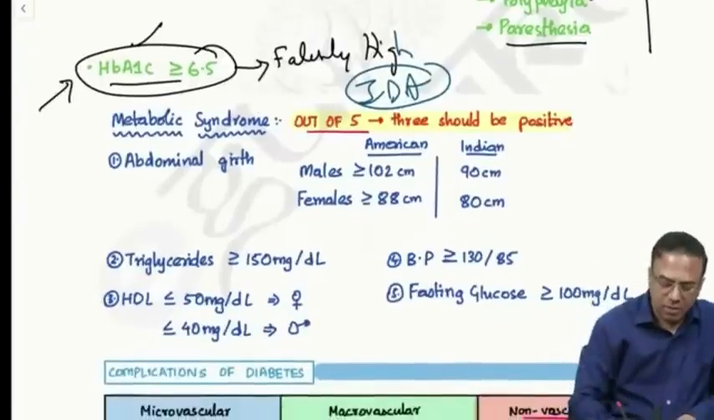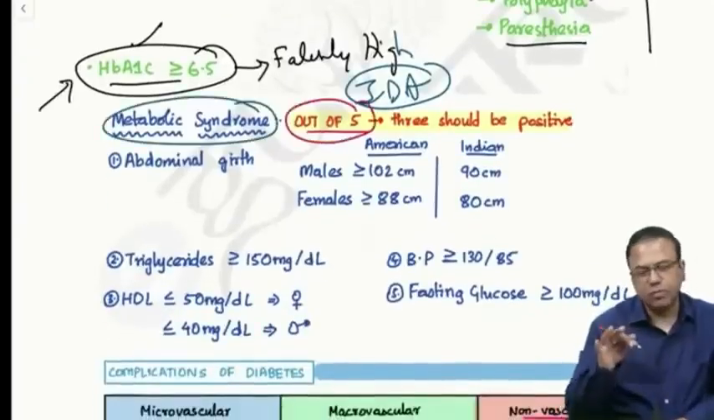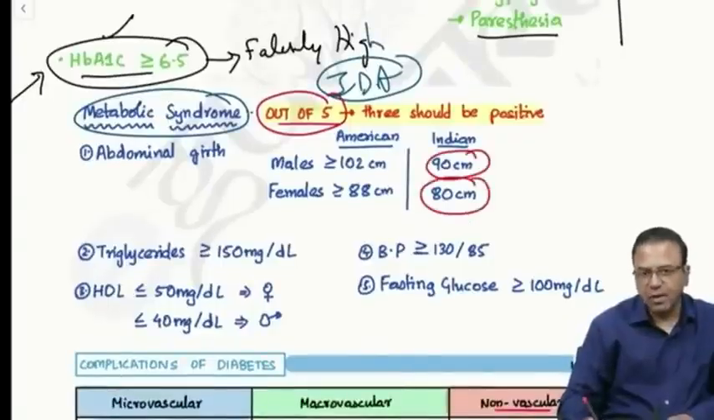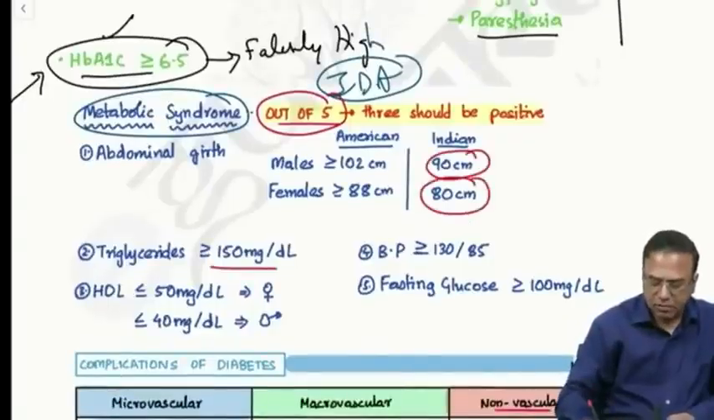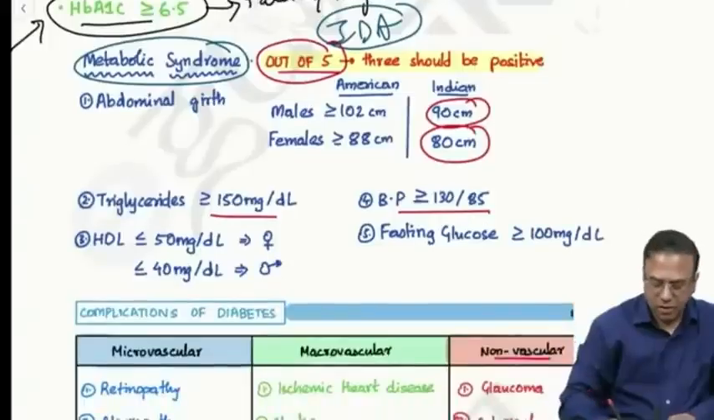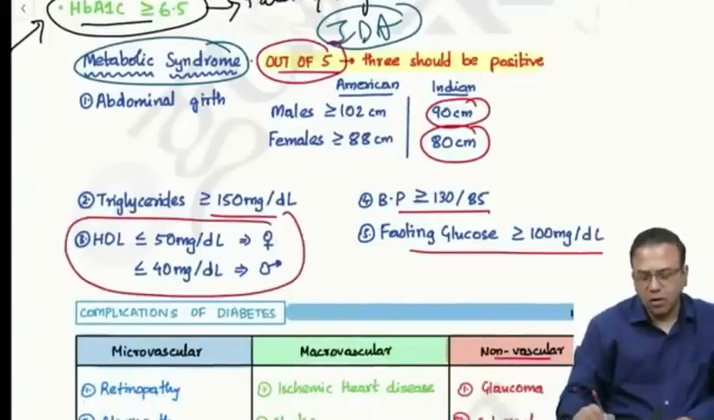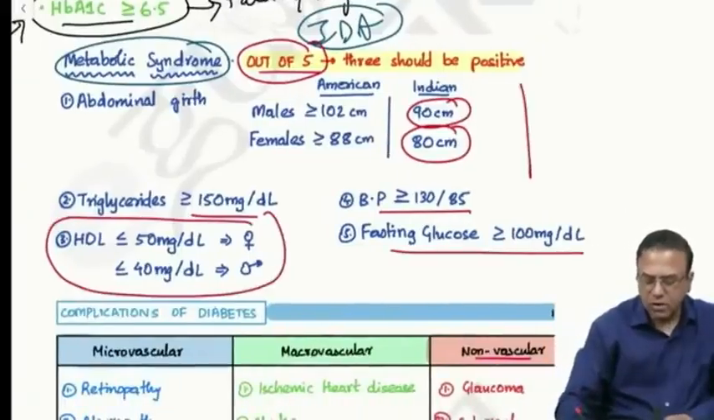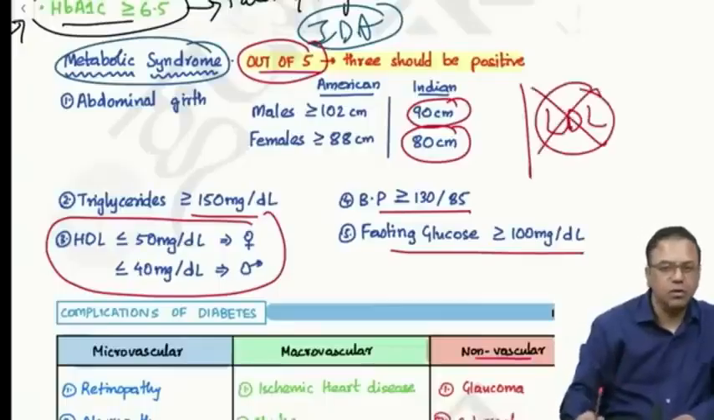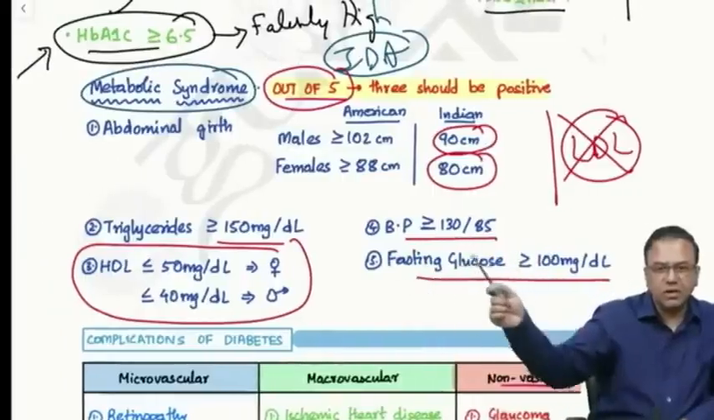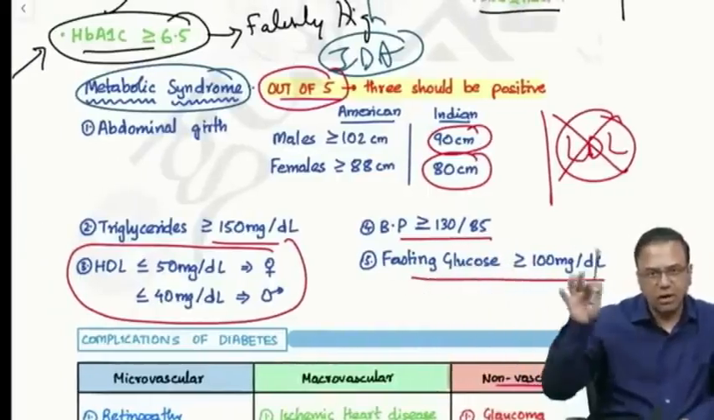Now they are asking about metabolic syndrome. In this metabolic syndrome, out of the 5, 3 should be positive. Abdominal girth of more than 90 in males and 80 in females, triglycerides more than 150, BP more than 130/85, HDL should be low, and fasting glucose should be high. Now the main question they are asking is, what is not there? LDL is not there. Okay, LDL is not there in metabolic syndrome. That's the most repeated question. So abdominal girth, BP, triglyceride, HDL and fasting glucose. Okay, no LDL in this picture.